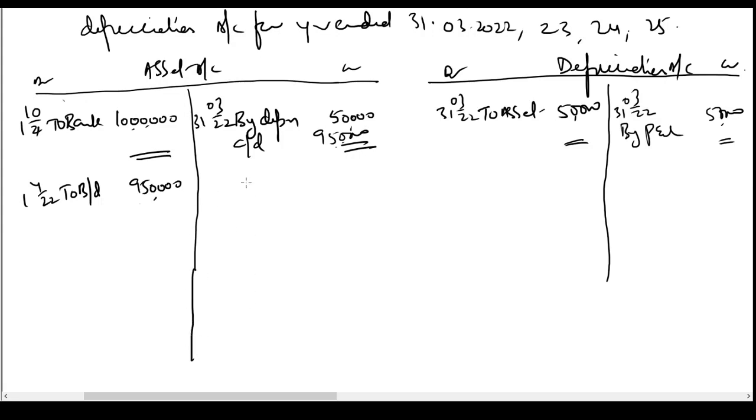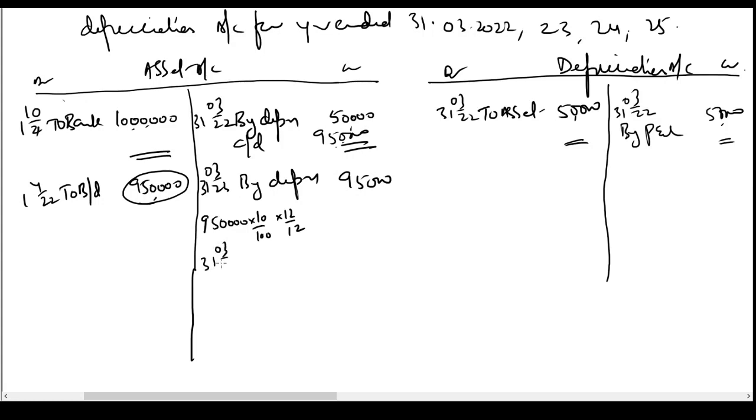Now we go to the next accounting period. The year starts on 1st April 22. It will end on 31st March 23, by depreciation. So how will we calculate the depreciation amount now? It is on the WDV. This is the WDV for the year. 9,50,000 into 10% into 12 by 12 because we have used the asset for full year now. So it will be 95,000 rupees now.